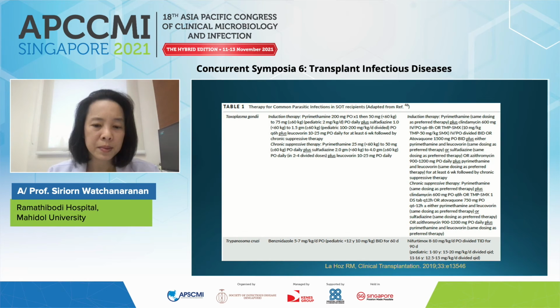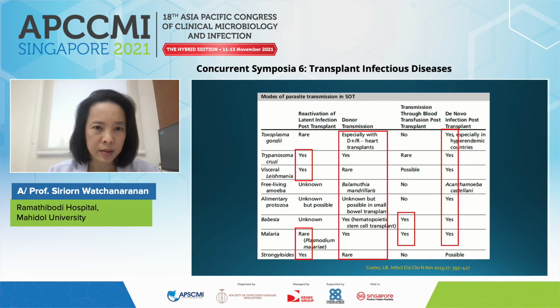Next slide, please. This is, again, a table illustrating the treatment which is available in Clinical Transplantation 2019. Next slide, please. And this is the mode of transmission. You can see here that the parasitic infections can be transmitted through all of the modes except for malaria and babesia. The two actually transmit through blood as well, but those other parasites were not frequently seen as blood transfusion related. Next slide.